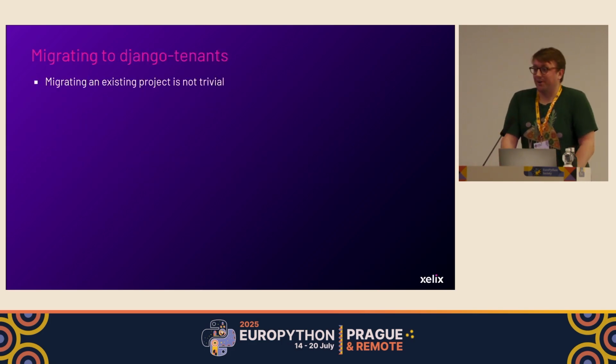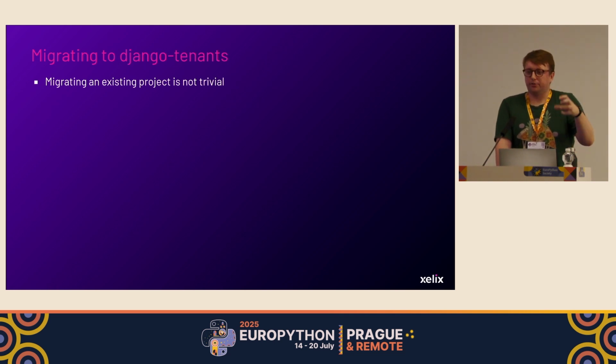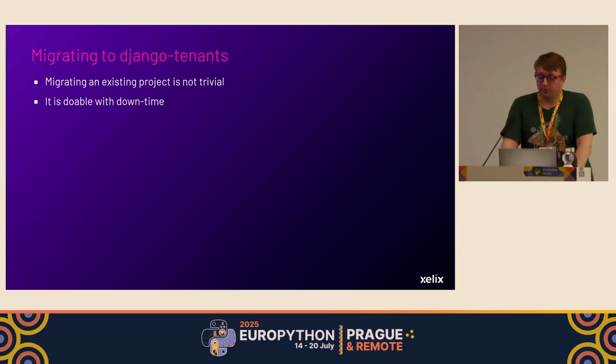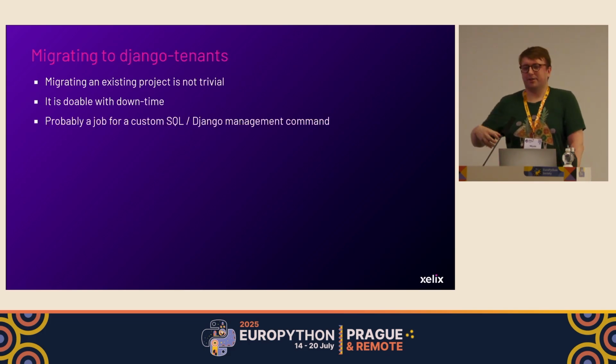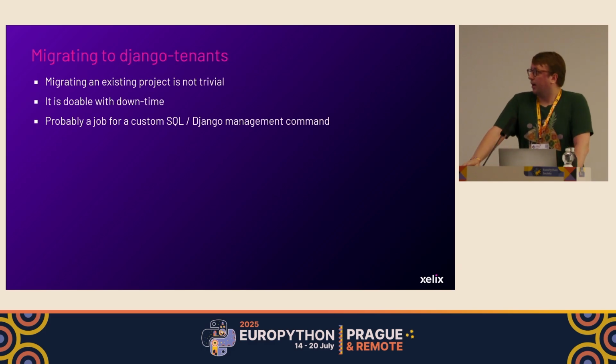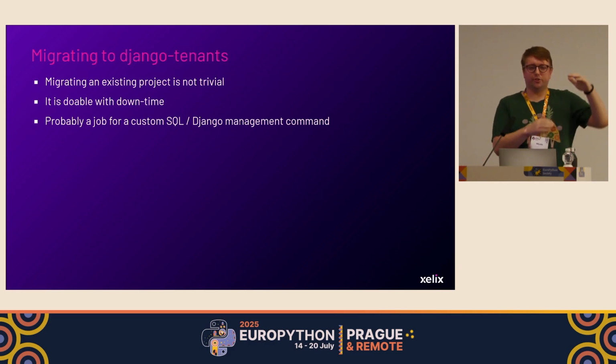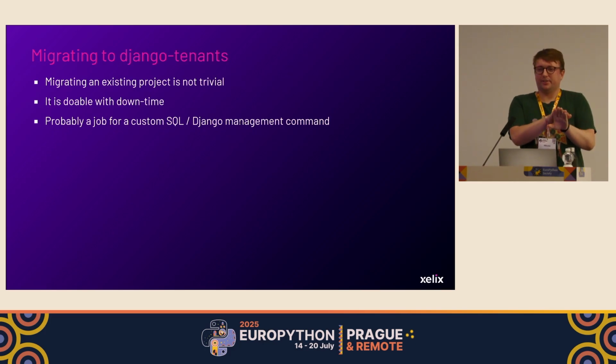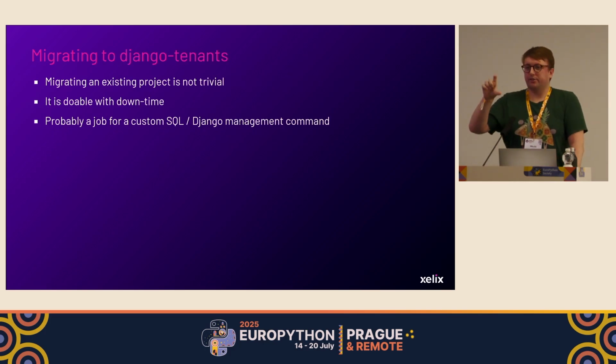It's also pretty hard to migrate to Django tenants. It's a very different design to your database, so doing it without downtime becomes almost impossible, I think, to be honest. I think it's doable with downtime, but you probably need to write some really custom management command or custom SQL to actually separate the data, because you need to essentially have one table and then gradually migrate the table into individual smaller tables in each schema.